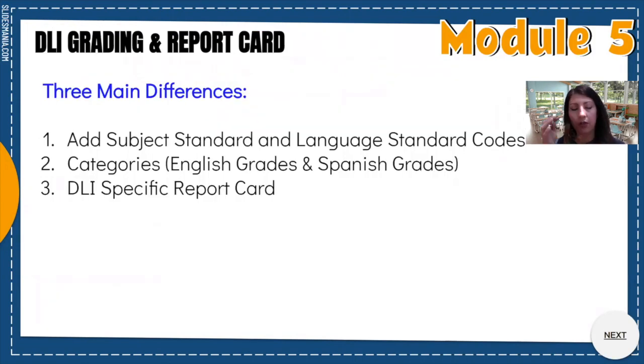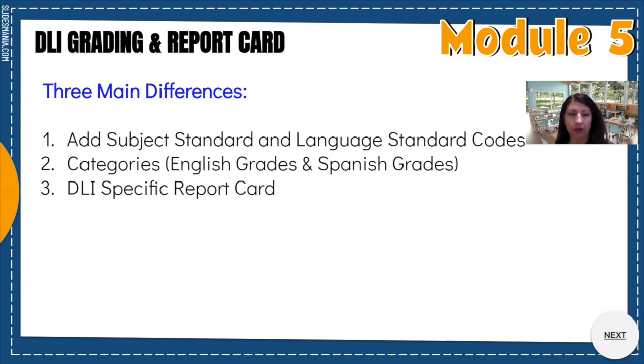I just wanted to share with you the three main differences between the DLI report cards and traditional report cards. And really, the number one thing is you're going to have an added standard code. You're going to have to make sure that you add it to each assignment. So you're going to have the regular subject like reading, and then you're going to have either reading English or reading Spanish subject standard code.